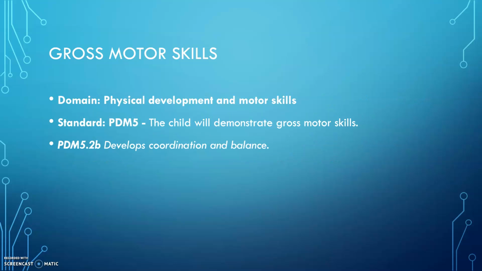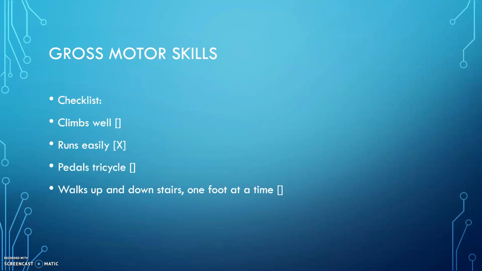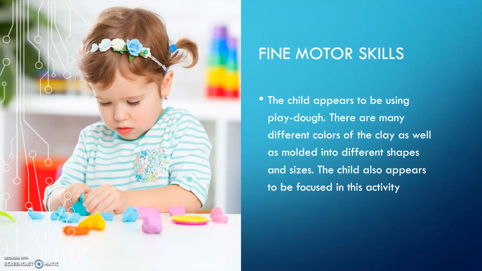Gross motor skills. Domain, physical development and motor skills. Standard, the child will demonstrate gross motor skills. Indicator, develops coordination and balance. I have included the checklist for gross motor skills development.